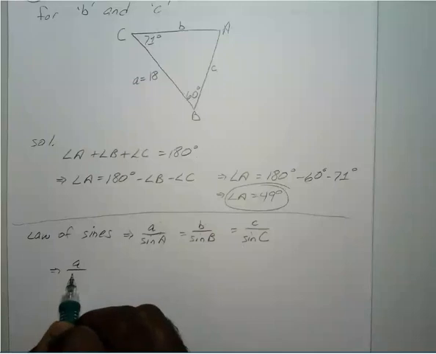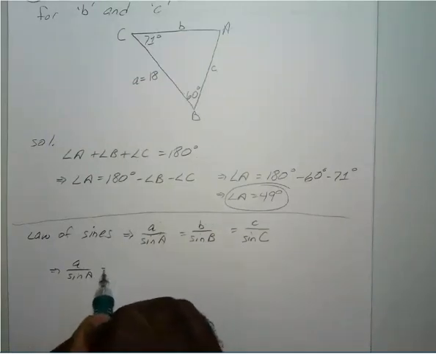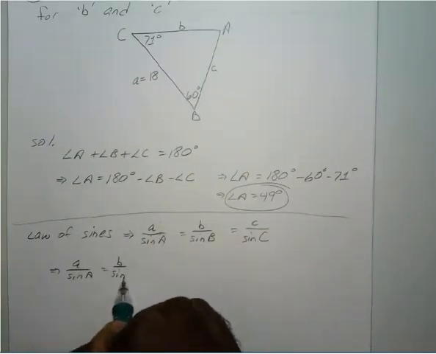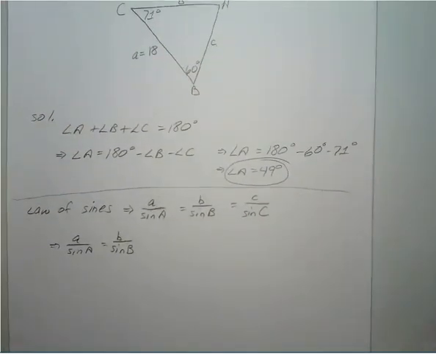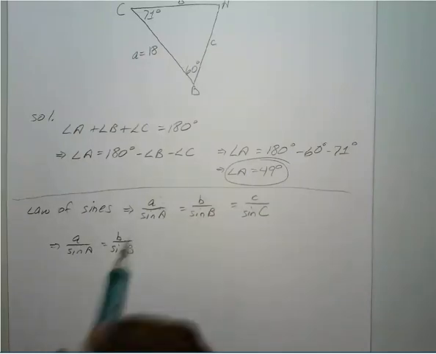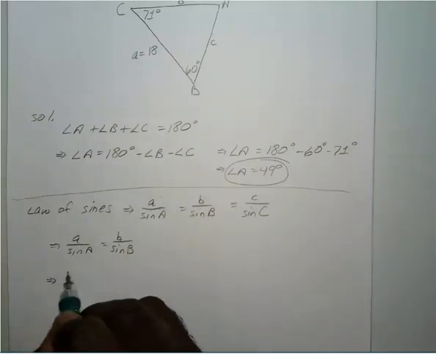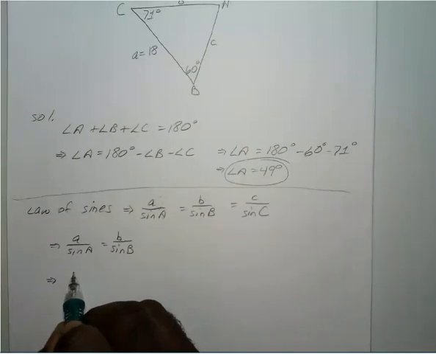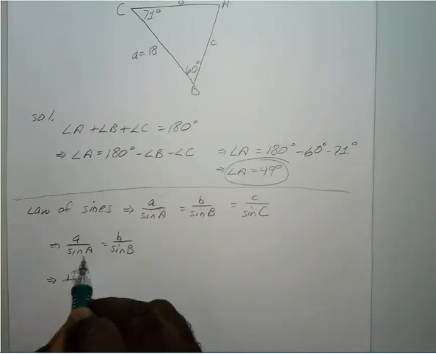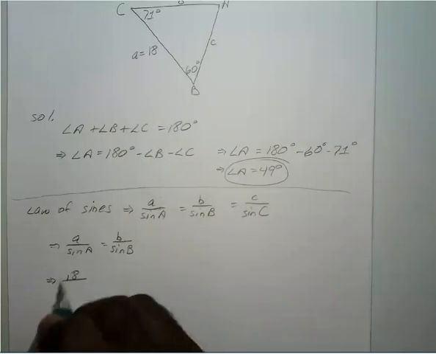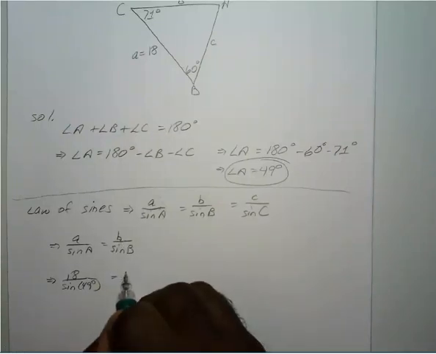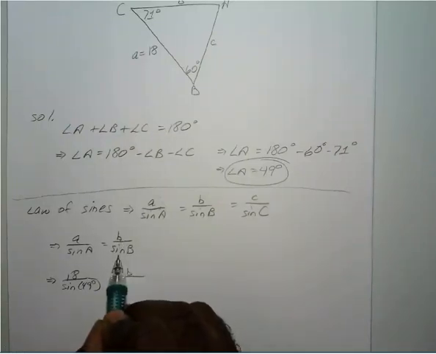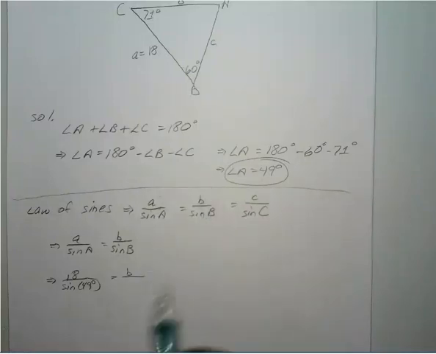So if you have A over sine of A equals B over sine of B. Okay, so if we plug in the three values that we know, we have side A, which is 18, over sine of A, which we just solved, so sine of 49 degrees, equals side B, which is unknown, over sine of B, which is sine of 60 degrees.